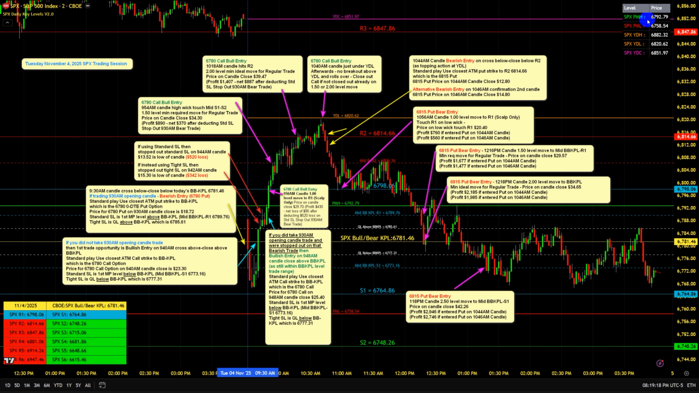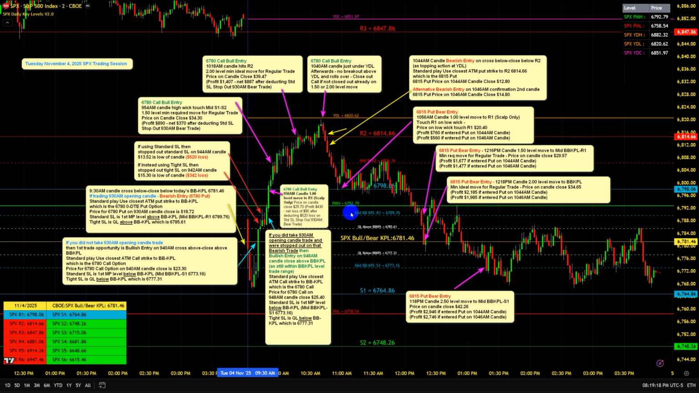Also, we have these additional key levels, which are the SPX pre-market high, pre-market low, yesterday's daily high, which is the RTH session yesterday high, YDL, yesterday's RTH session low, and YDC, yesterday's RTH session close. Those levels are very important as well in the context of the session.